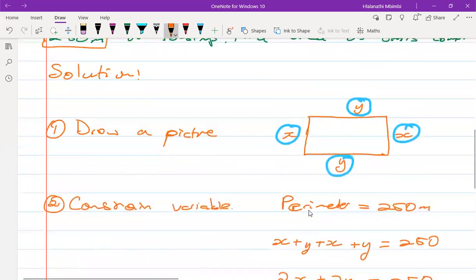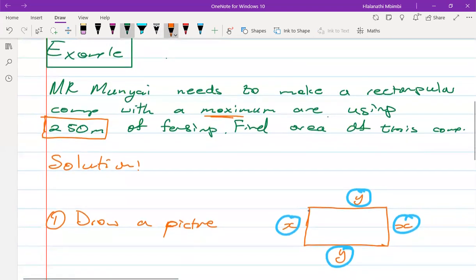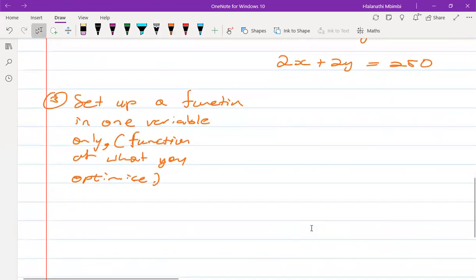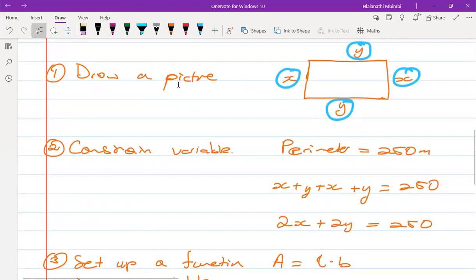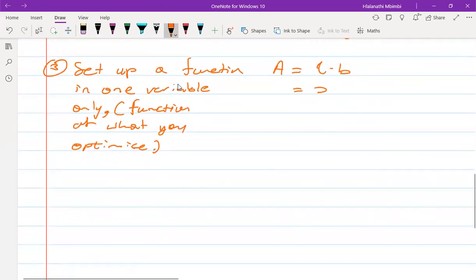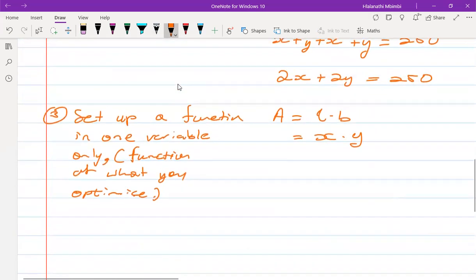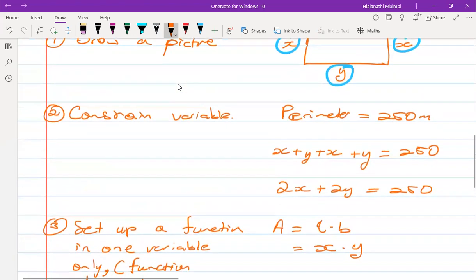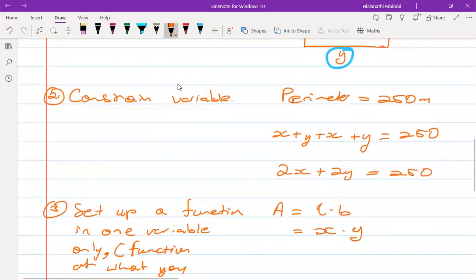So what are we maximizing here? They say maximum area. So we are maximizing area, and we need to set up an equation for an area. Area is given by length times breadth. In this case, our area would be given by X times Y, like that. Are we happy? Because that's a rectangle. Okay, cool.